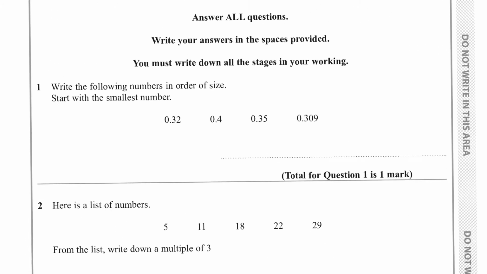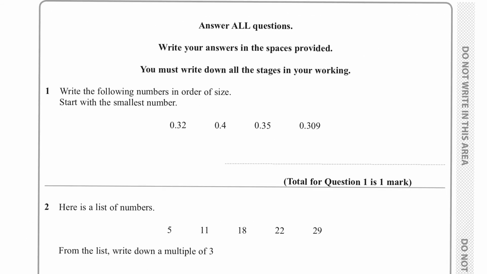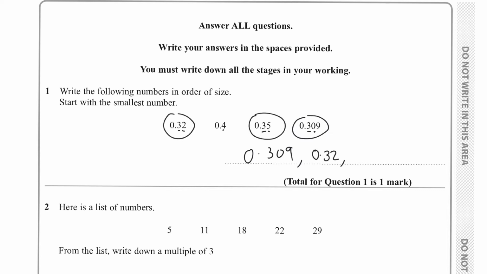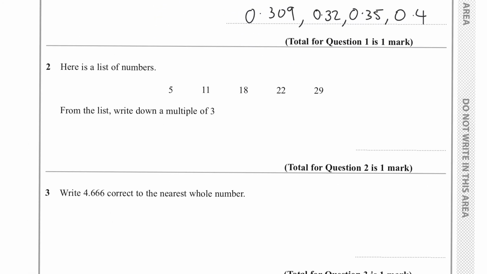So looking at question one, it says write down the numbers in order of size, starting with the smallest number. Okay, so the first thing we're going to look at is the first decimal place. We can see that the 3 is the smallest, so 0.4 is definitely not the smallest. Then we are going to look at the next decimal place. We've got a 2, a 5, and a 0. So 0 is the least, and so it's going to be our 0.309 first. Then 2 is next smallest, so it'll be the 0.32. And then our 0.35, and then our 0.4.